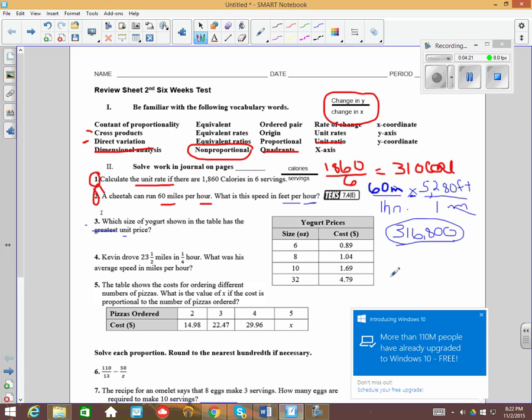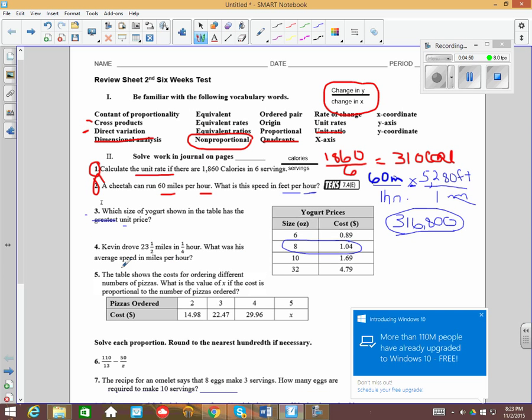So the only one that comes out even that would give an even unit price would be what? So you have to divide 6 into 0.89, see if it comes out even. Divide 10 into $1.69, 32 into $4.79. So the only one that comes out even is which one? So once you divide it, you'll find that it's the 8 ounce serving.